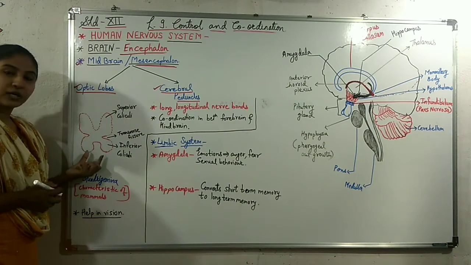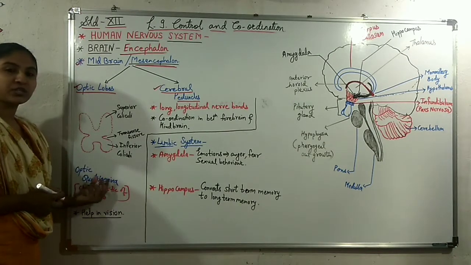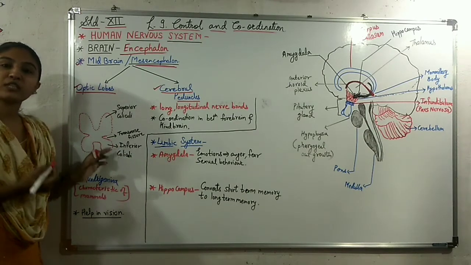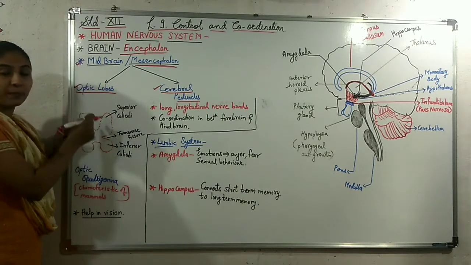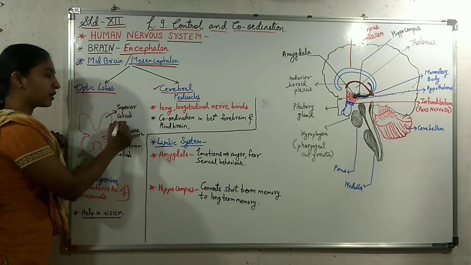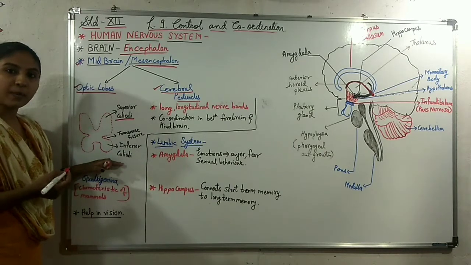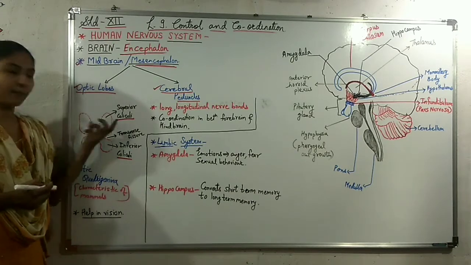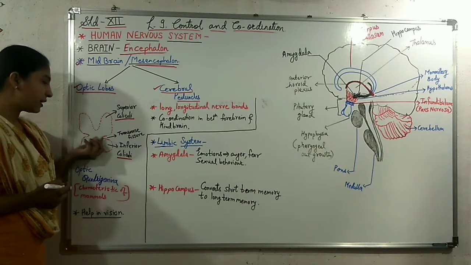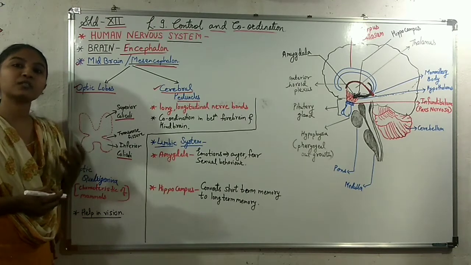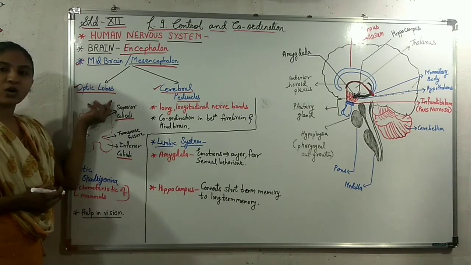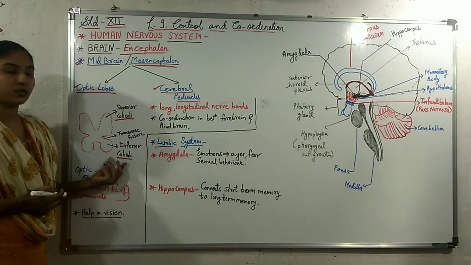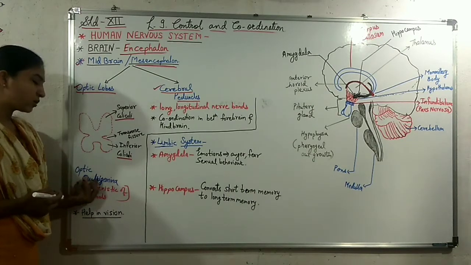So these are the optic lobes. They are called optic quadrigemina, and they are divided by a transverse fissure. Because of this division, the upper part appears superior and is called the superior colliculi, whereas the lower part is the inferior colliculi. Together they are called optic quadrigemina.